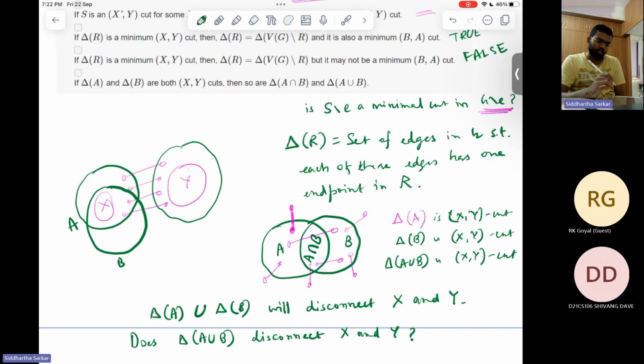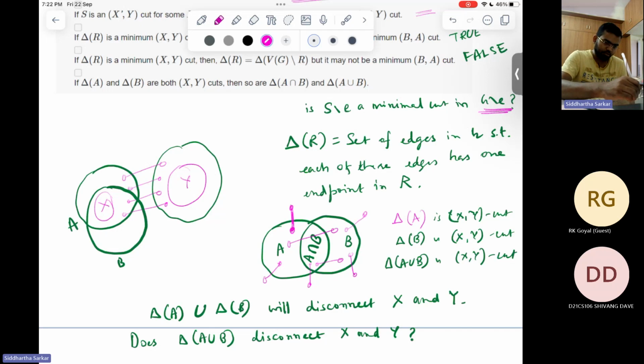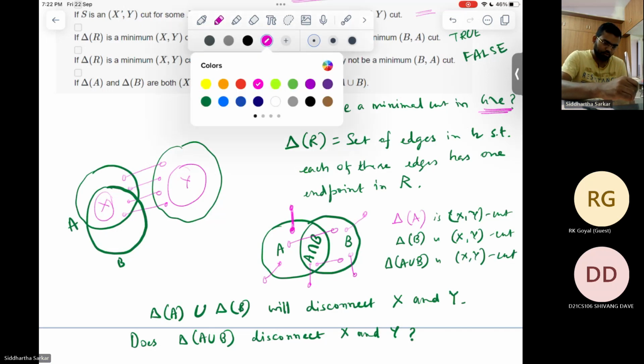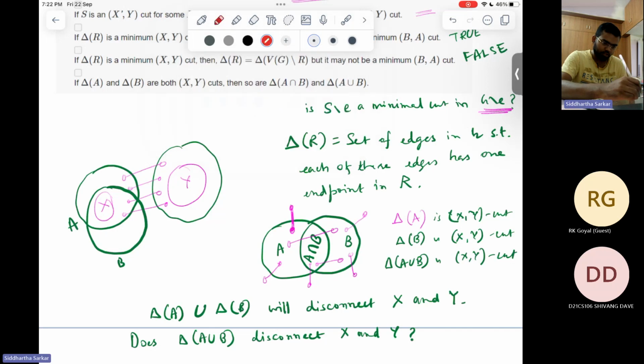And the edges out of B, let's use a different color. Red color. So edges out of B. This is an edge which is out of B. This is an edge. Maybe there are other edges. They also form a cut. Now you have a better picture.